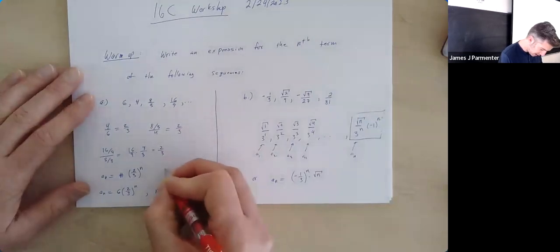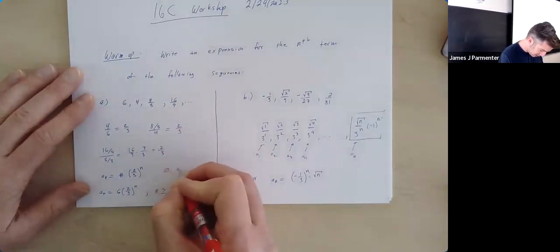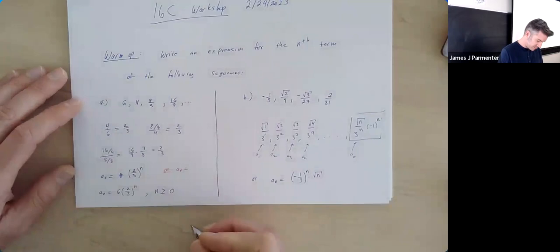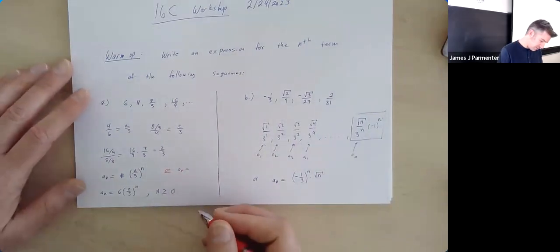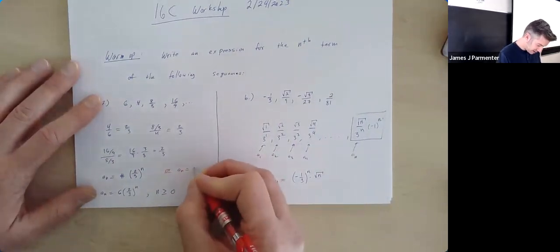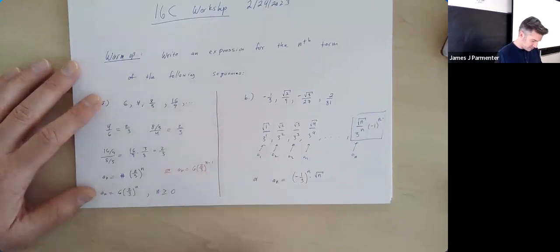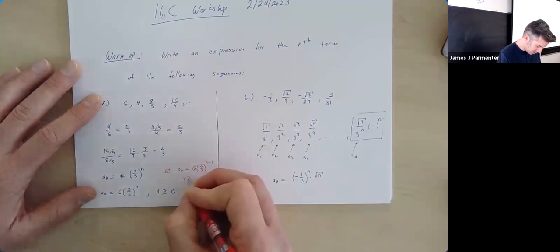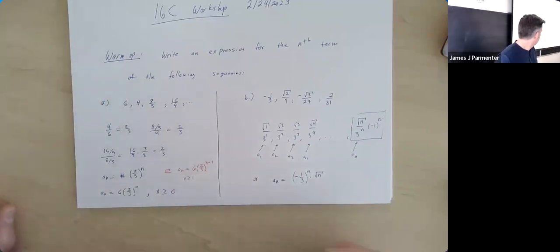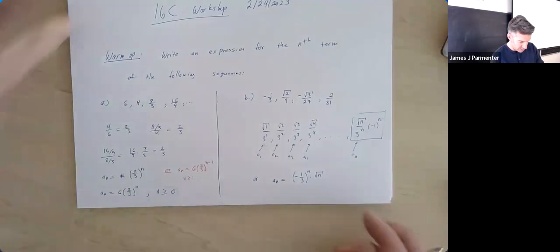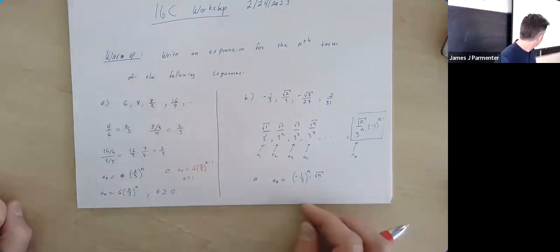So we could also do it as a sub n equals, how would I really do this if I was trying to do it? I would probably write it as 6 times 2/3 to the n minus 1. And then n is starting at 1. I don't love that, kind of funky, but it works.